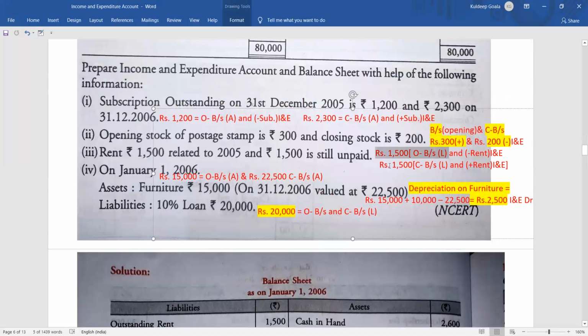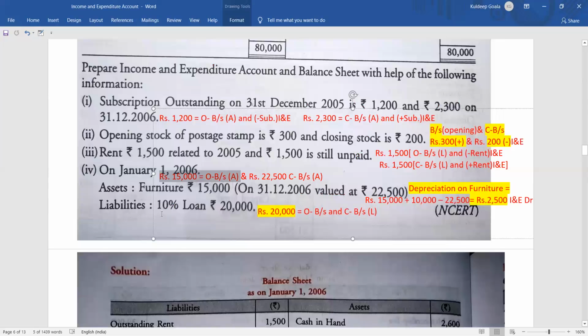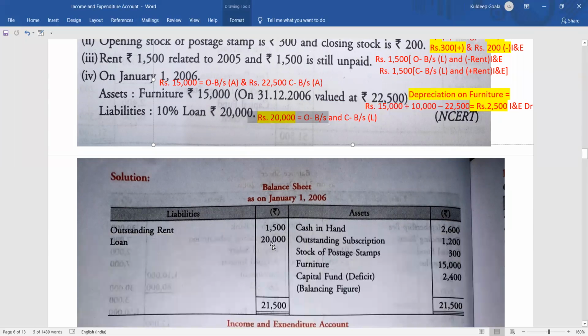Then what else do we have? Opening balance sheet here, 15,000 rupees in the asset side, furniture. It will also come here, opening balance sheet asset side. What is that? Furniture 15,000. After that, we have the 10% loan of 20,000 rupees, which will come in the opening balance sheet. So it will also come here, loan 20,000.